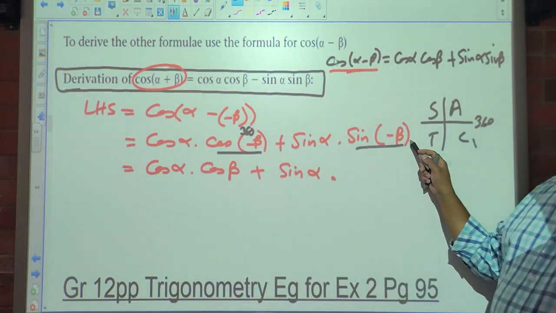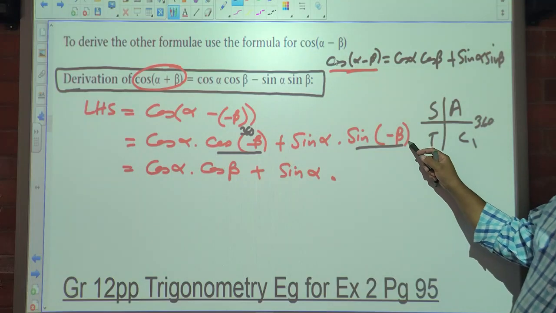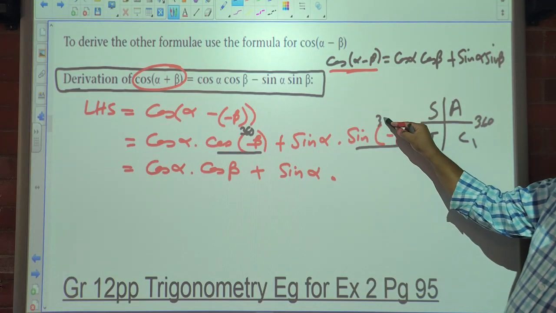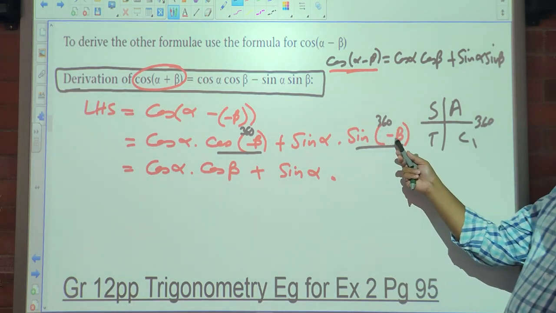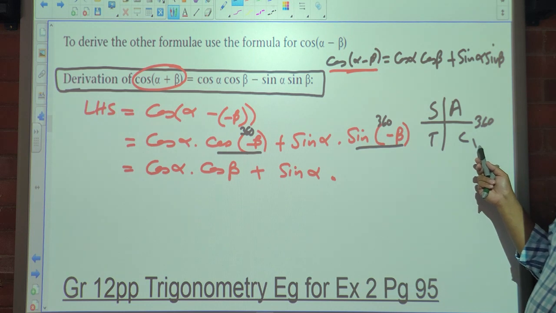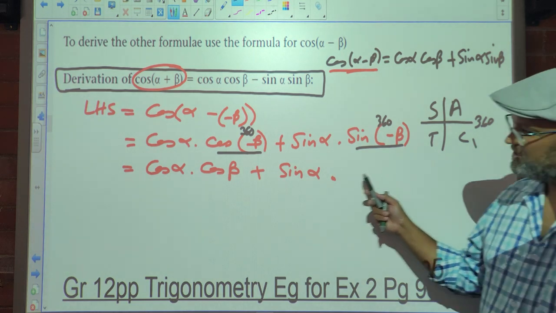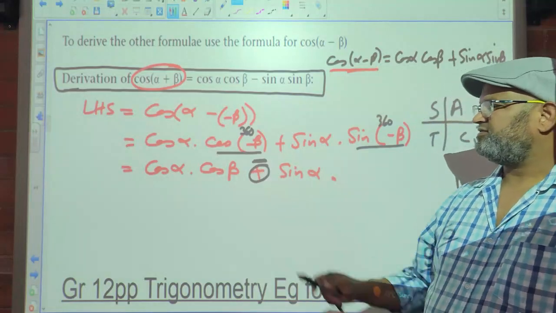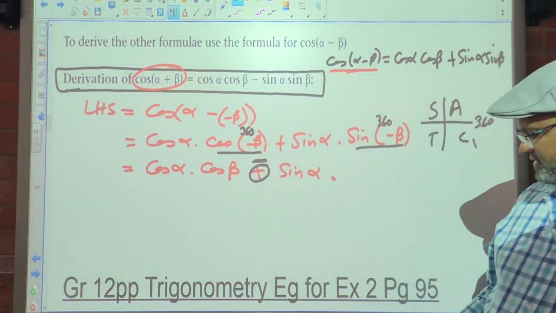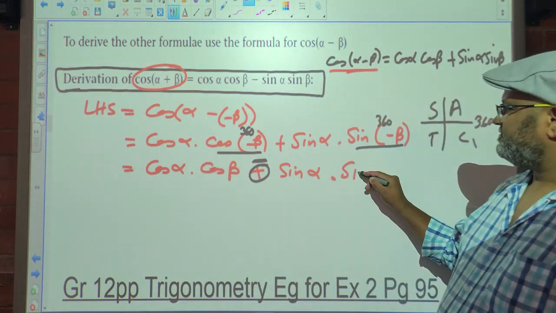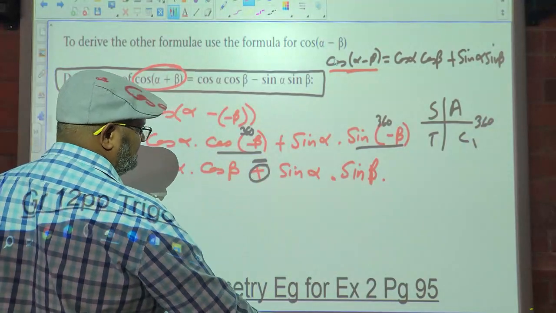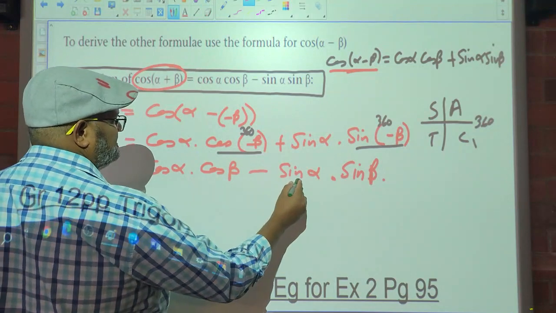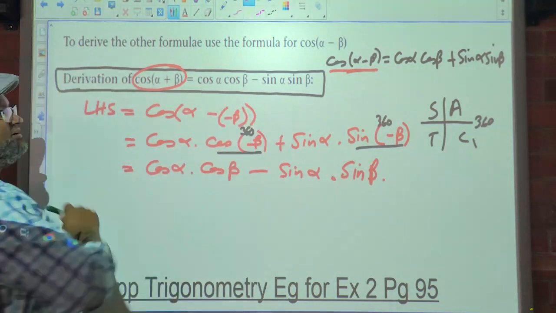Which quadrant is minus beta in? Fourth quadrant. Or we say 360 minus beta. Remember, when I add or subtract 360 from an angle, I don't change anything. So what's 360 minus beta? In the fourth quadrant, is sine positive or negative? Negative, which changes this positive to a negative. You guys see that? So that is simply going to be a sine of beta. And of course it can be written as cos alpha times cos beta minus sine alpha sine beta, and that is exactly what they wanted you to do.